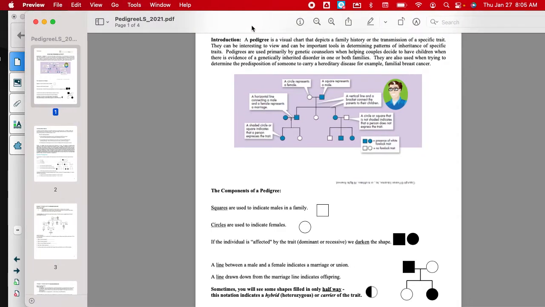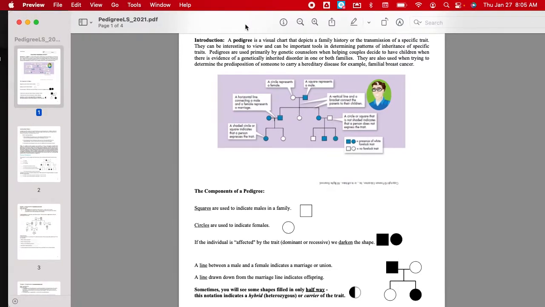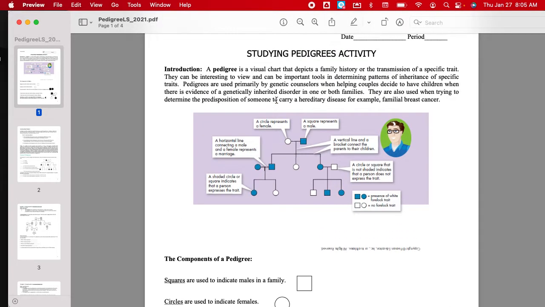All right, welcome back. In this lecture, I am going to cover pedigrees. In Google Classroom, there is this pedigree life science assignment, and I think it does a great job introducing pedigrees, so we are going to do it together, and then you're going to get a different pedigree assignment. So first off, what is a pedigree?